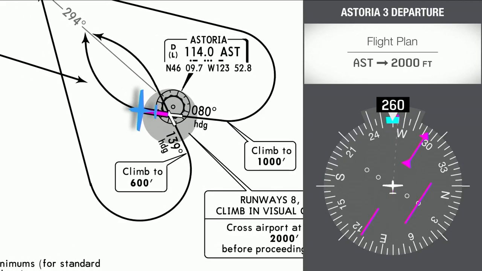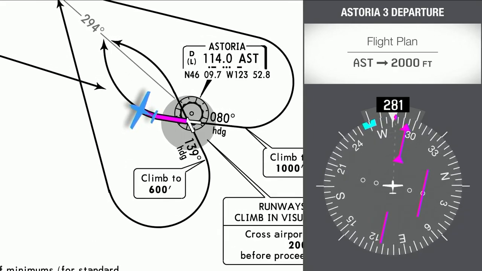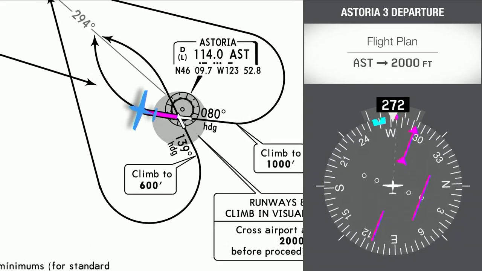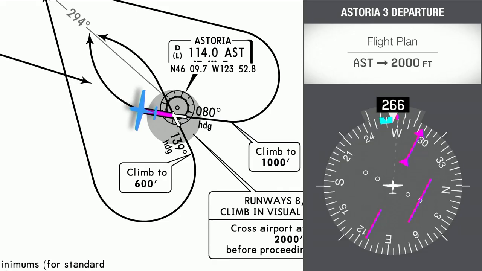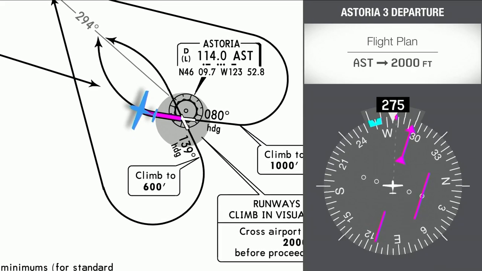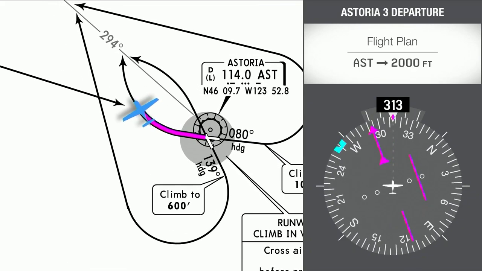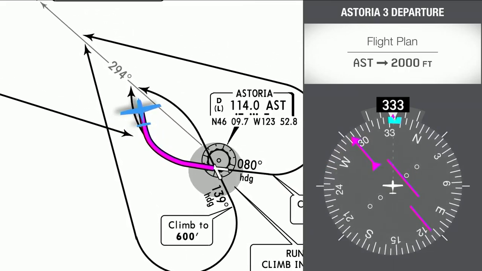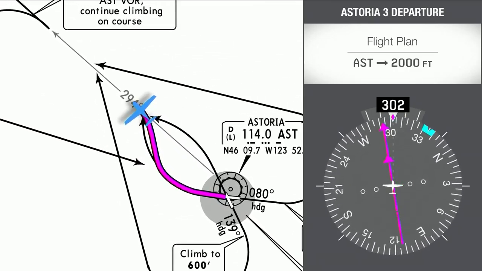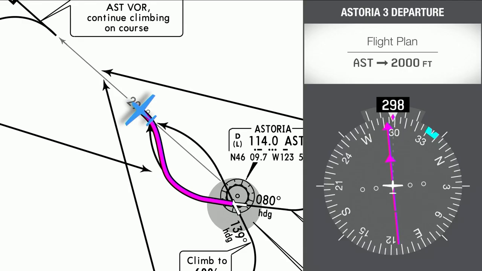We're going to fly straight out. Now remember, it said right turn, but we don't start that turn until 400 feet above the runway. So that's 420 feet. Once we reach that, we'll start a right turn to intercept the 294 radial. So we'll take an intercept heading. Once we get on that radial, we'll roll out to track.